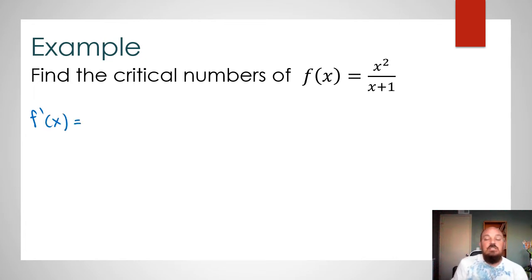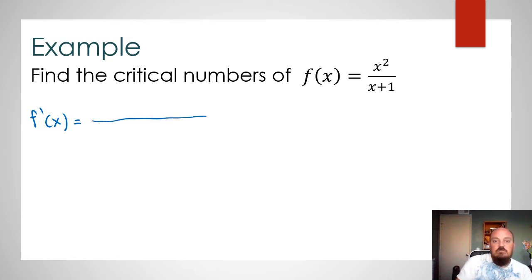Now this one is going to be quotient rule. We definitely have a rational function. We have x squared on top, x plus 1, that's a function of x on top, function of x on bottom. There aren't really any shortcuts here. If you remember back to your quotient rule notes, sometimes you can get around quotient rule, but not for this one. So let's just go ahead and do quotient rule.